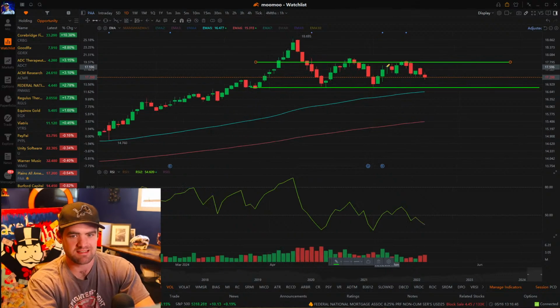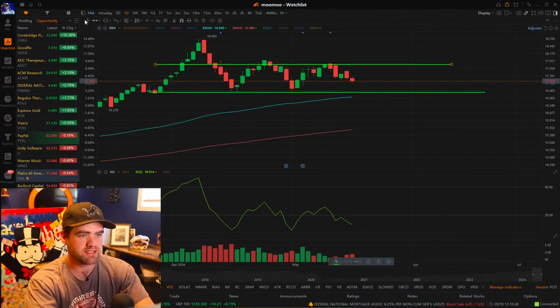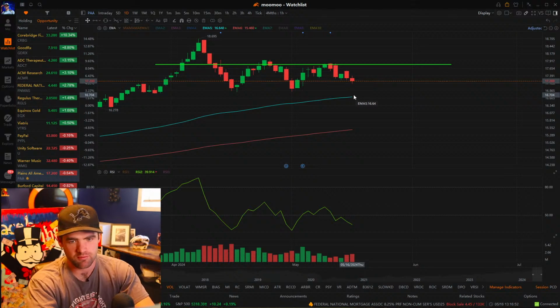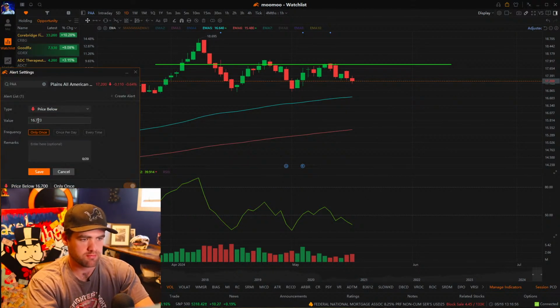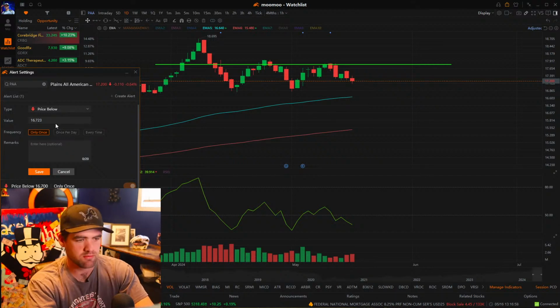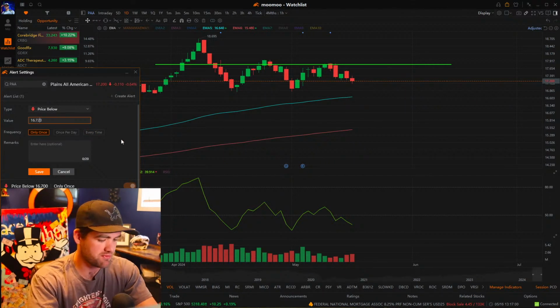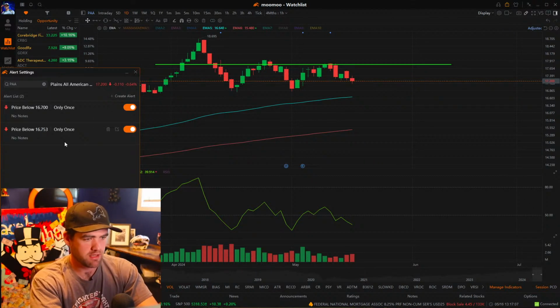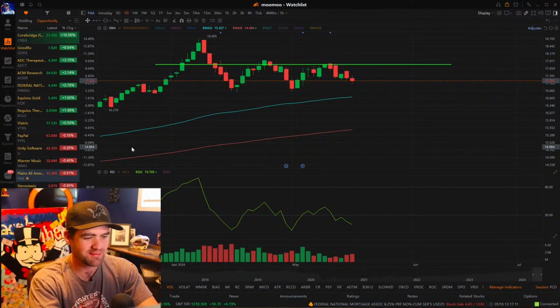Support, resistance, set an alert. I'd probably set an alert with PAA at the 19, like right in this range. So where did I set it? 17.70. We'll do 17.75. So it needs a sell-off of 2%. I do have another alert. We talked about this stock the other day.